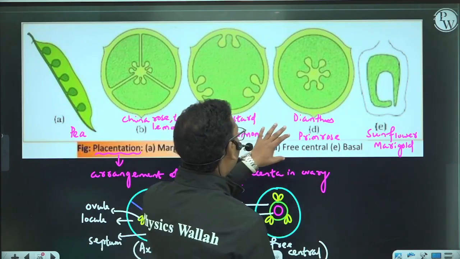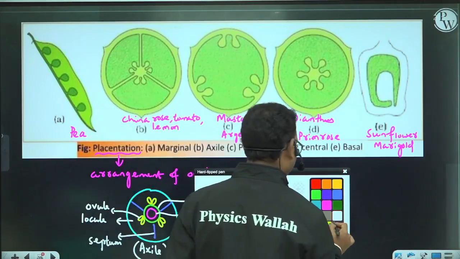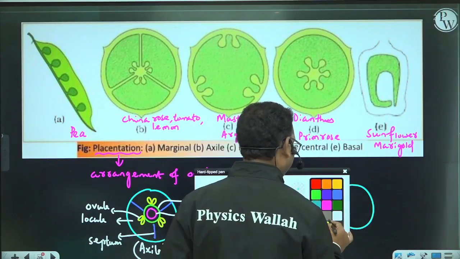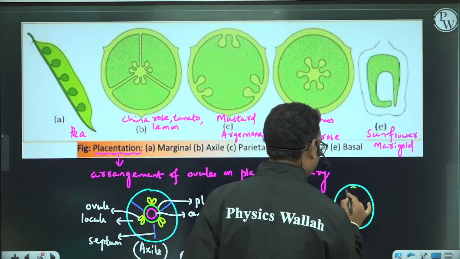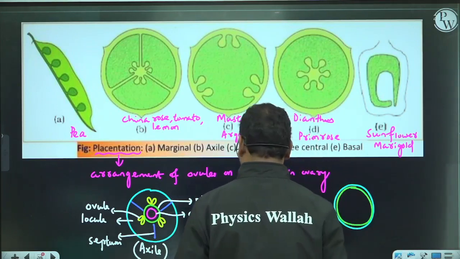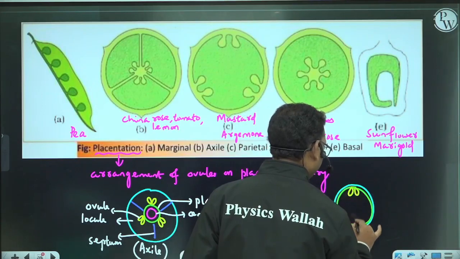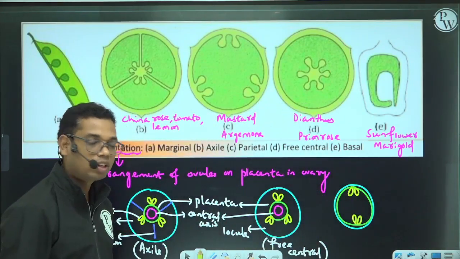Okay, what about the parietal placentation? So in case of parietal placentation, suppose this is the ovary. Okay, and here I'm going to draw the placenta. Okay, so the placenta are present on the periphery. Okay, and here the ovules will be there. So this is the ovule, so these are the ovules. Okay, so this is parietal placentation.